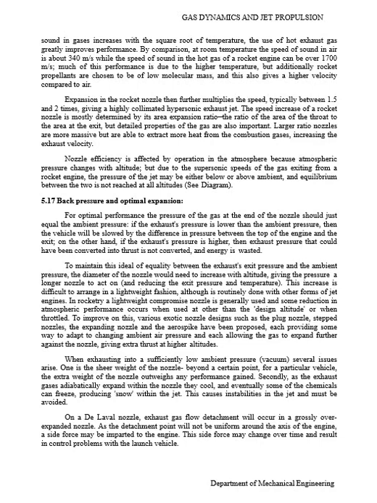To maintain this ideal of equality between the exhaust exit pressure and ambient pressure, the diameter of the nozzle would need to increase with altitude, giving the pressure a longer nozzle to act on. This increase is difficult to arrange in a lightweight fashion, although it is routinely done with other forms of jet engine. In rocketry, a lightweight compromise nozzle is generally used, and some reduction in atmospheric performance occurs when used at other than design altitude or when throttled.